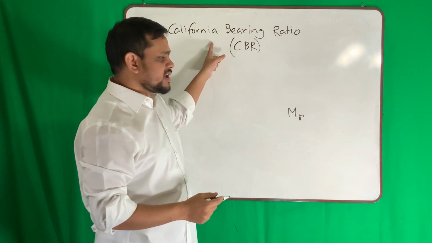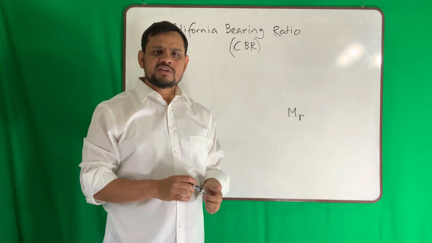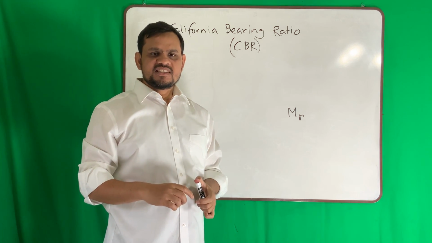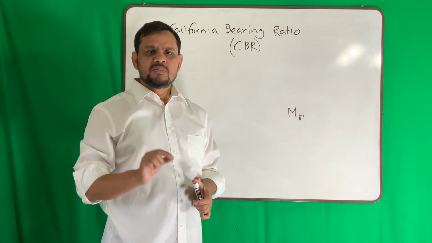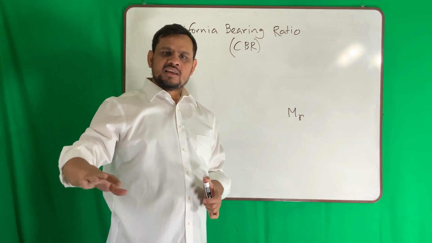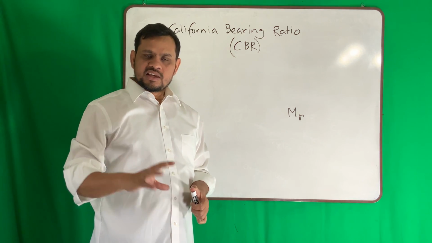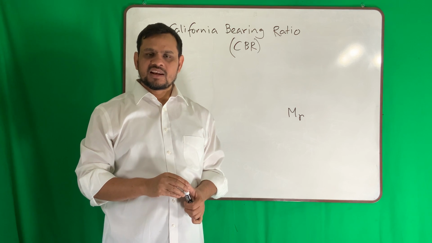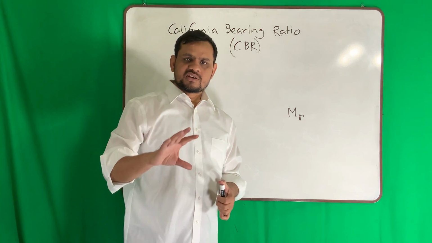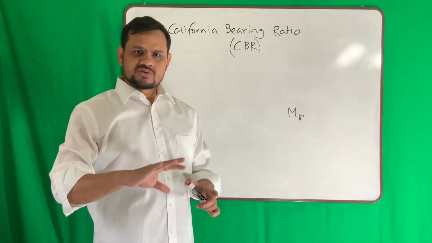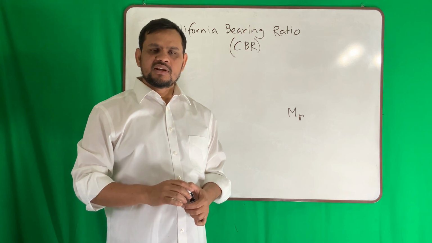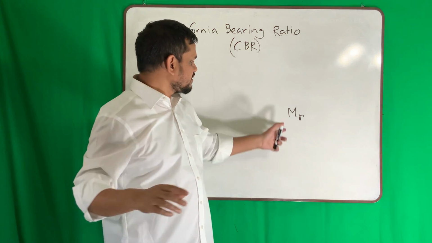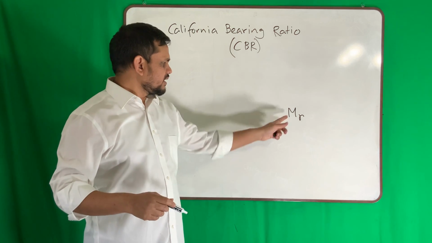One is the California bearing ratio. In my next video I will discuss another one, called DCP, the dynamic cone penetrometer test. In another video I'll discuss another one, using soil classification or soil gradation. Using soil gradation and Atterberg limits, we can find MR also. So there are different ways we can find MR.